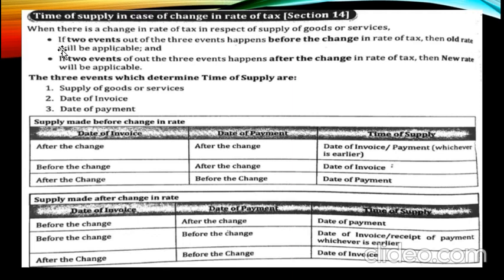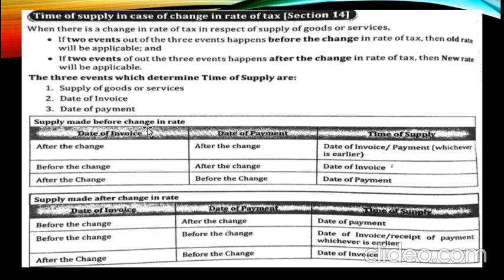So as we discussed, if two events out of three events happen after the change in the rate of tax, then the new rate will be applicable. So among these three, supply was made before the change in rate, but other two events occurred after the change in the rate. So this time of supply will be date of invoice or payment. Among these two dates, whichever is early will be considered.